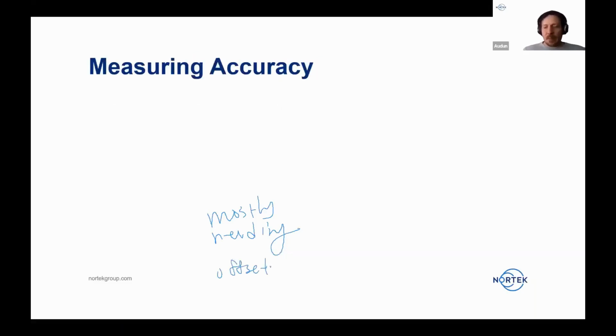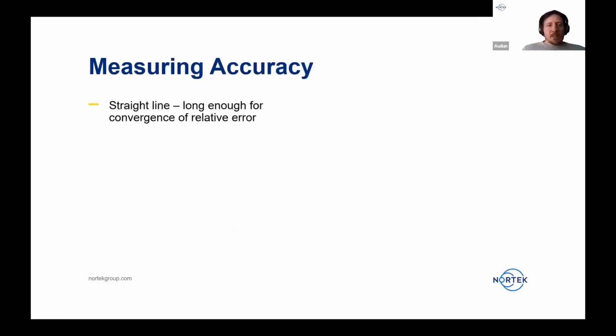An actual measurement of accuracy. So again, we want to go in a straight line that's long enough to achieve this convergence of the relative error. Now we're going to talk a little bit more about what that means.